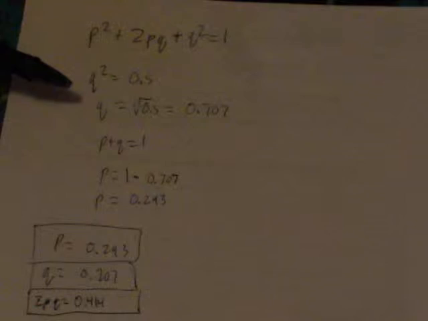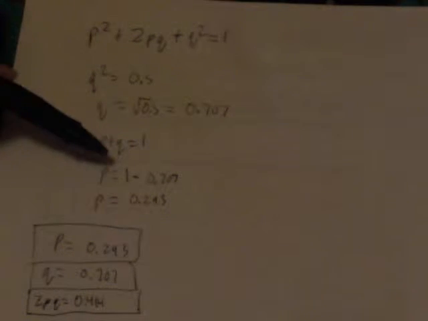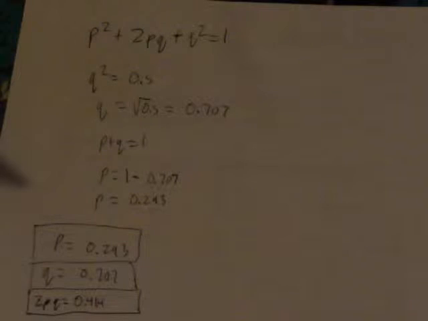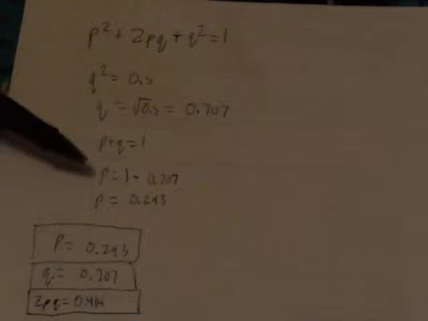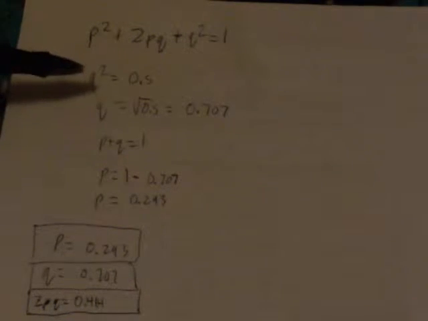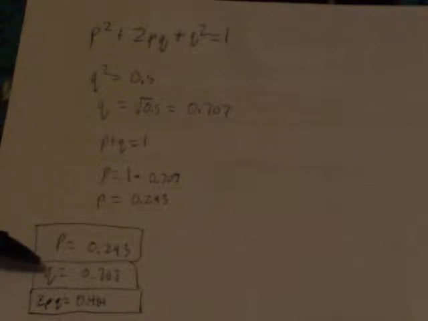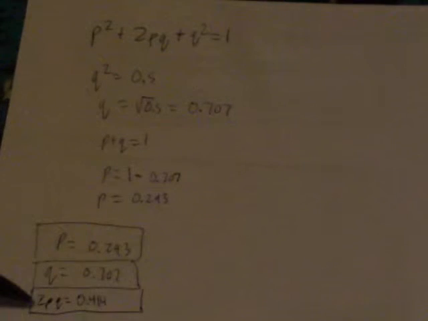To find the dominant allele frequency, we use this other equation, p plus q equals 1. We know what q is, we plug it in, and to solve for p, just use simple algebra. You should be able to do this if you're taking AP Biology. You just do 1 minus 0.707, and you get 0.293. That's the dominant allele frequency. The recessive allele frequency is 0.707, and for the heterozygous, we multiply 2 times p times q, and we get 0.414. All of this added together is equal to 1.